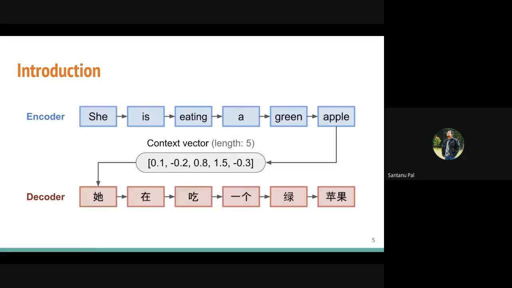Here you can see how the encoder makes the context vector. Suppose we have "C is eating a green apple." In that case, the context vector will be generated in terms of some real values, and based on this representation, the decoder takes it and generates the next words in sequential order.